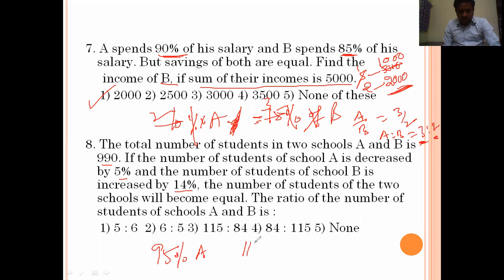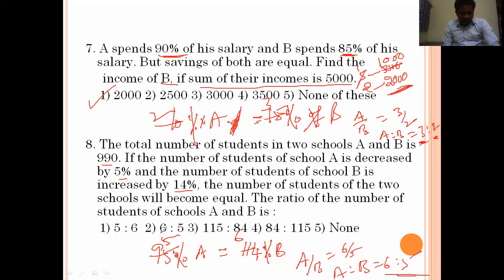And the number of students of school B is increased by 14%. 14% increased means add to 100, so 114% strength is there in B. The number of students of the two schools will become equal. Equal means these two values are equal. The percentages get cancelled. 19 fives are 95, 19 sixes are 114. So A by B equal to 6 by 5, A is to B equal to 6 is to 5. The ratio of the number of students in schools A and B is 6 is to 5. 6 is to 5 means option number 2 is the right answer.